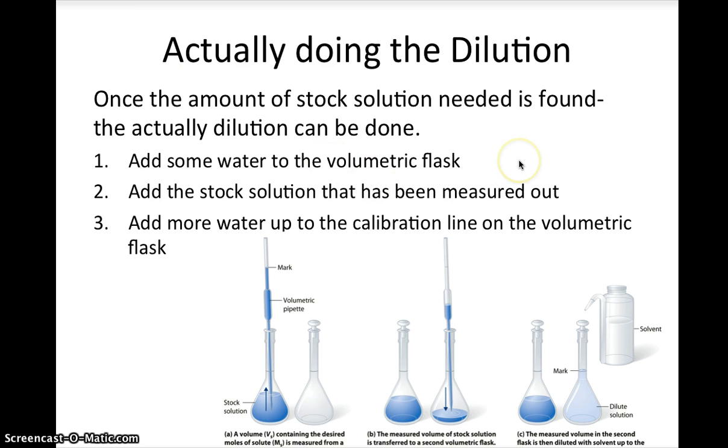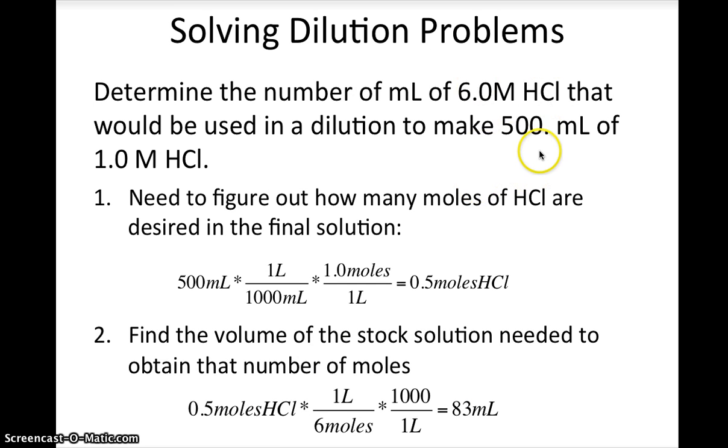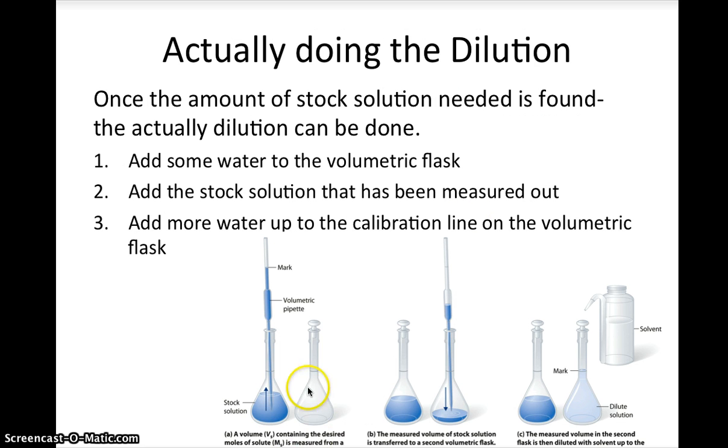So actually doing the dilution, from that last problem, we would measure out 83 milliliters of the stock solution. We would use most likely some sort of pipette that has graduation marks on it, or what we sometimes call a volumetric pipette. And we're going to put that most likely into another volumetric flask of the desired volume. In the problem before, the desired volume was 500 milliliters, so we would have a 500 milliliter empty volumetric flask to use.